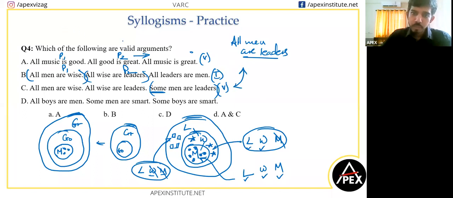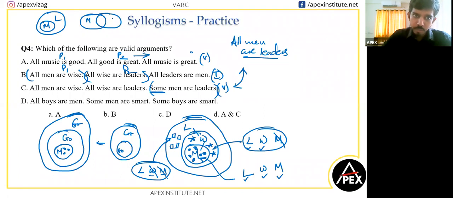Right? So when we say all men are leaders, we put men as a subset of leaders. When we say some men are leaders, we put overlapping men and leaders. Men and leaders. And this becomes a subset. But the contents of this part of men who are not leaders, this is not told to us.